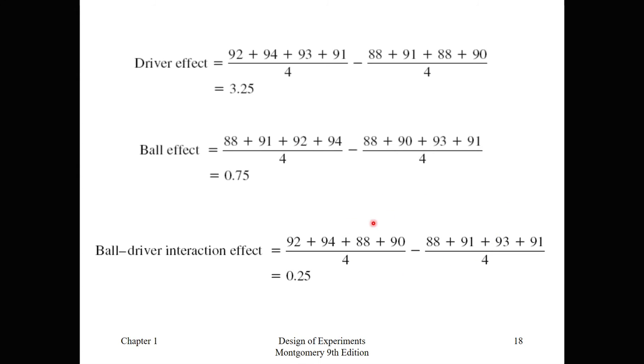I'm just taking one diagonal, the scores of all the golf games on that diagonal, divided by 4 to give me the average score on the diagonal, and then subtracting the average score on the other diagonal. And I see that the ball driver interaction effect, that is, do different balls work differently with different drivers, is relatively small, smaller than the effect of the ball or the effect of the driver.